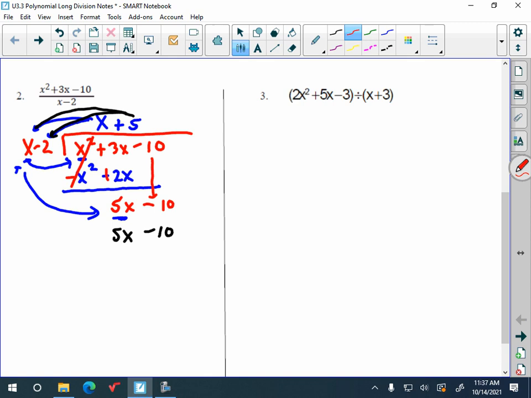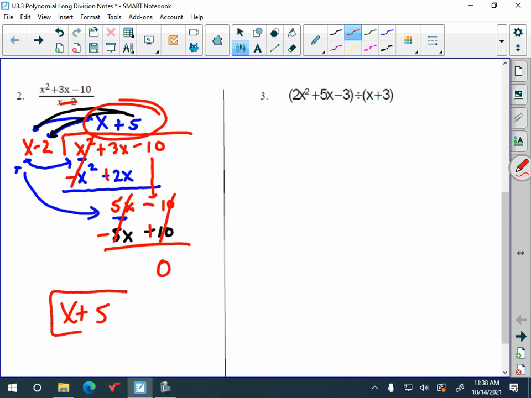All right, we're going to draw a line underneath and change both signs to their opposites. Again, we're just distributing that negative in. Add down. The first terms cancel. On this one, negative 10 plus 10 is 0, so we have remainder 0. So our answer is what's on top, which is x plus 5.